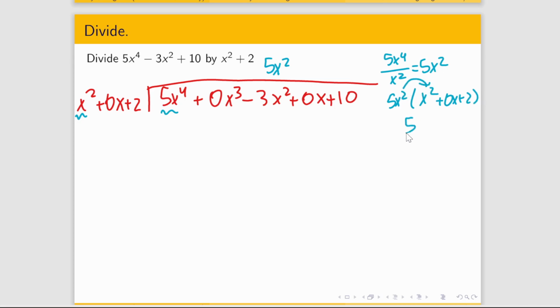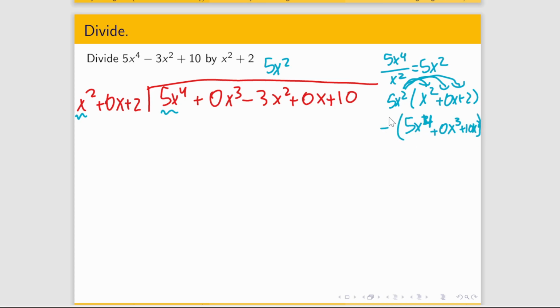5x squared times x squared gets me, oh wait, 5x to the fourth. Ooh, that was bad. 5x to the fourth. X squared times x squared is x to the fourth. 5x squared times no x's gets me no x cubes. I'm just leaving that as a place value holder. 5x squared times 2 gets us 10x squared.